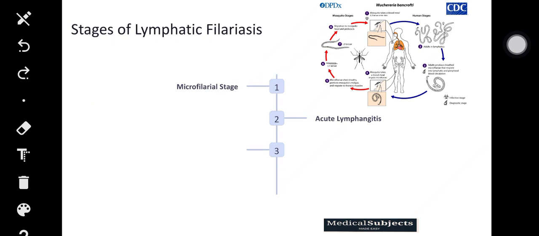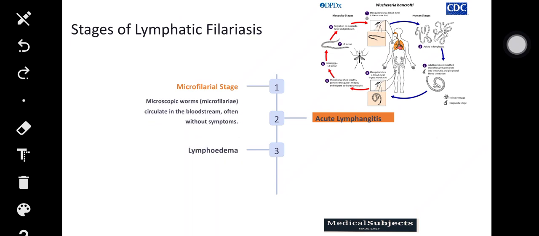What are the stages of lymphatic filariasis? There are three stages: microfilarial stage, acute lymphangitis and lymphedema. So we have displayed one CDC slide of Wuchereria bancrofti, that is, the mosquito takes a blood meal. You can see 1, 2, 3 there. Then adults in lymphatics, and then adults produce sheathed microfilariae that migrate into lymphatic and peripheral blood circulation.